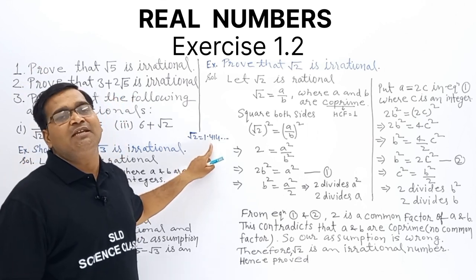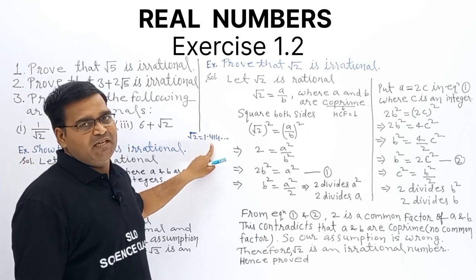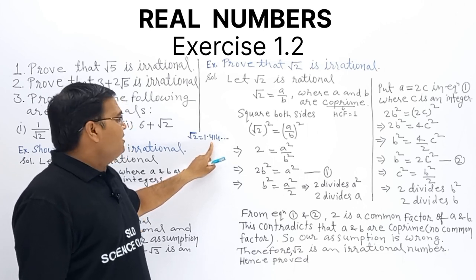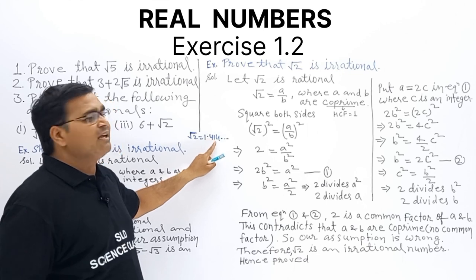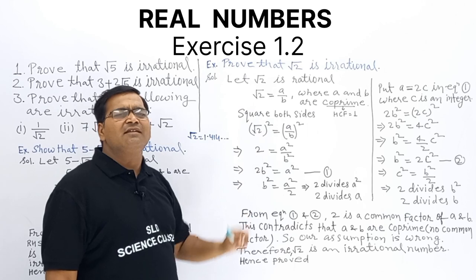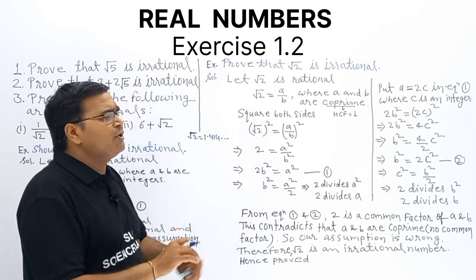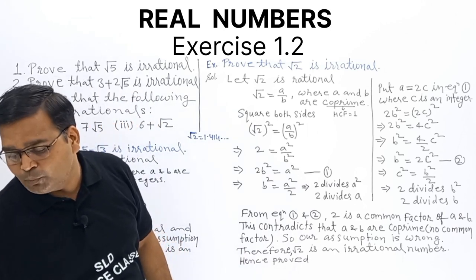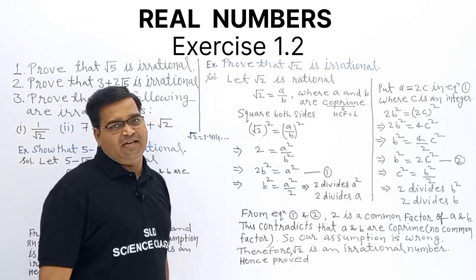So it is non-terminating, non-repeating. Non-terminating means the remainder will never be 0, and non-repeating means after the point we get different digits, not repeating. So this one is irrational. We know well root 2 is irrational, but we want to prove why it is irrational.